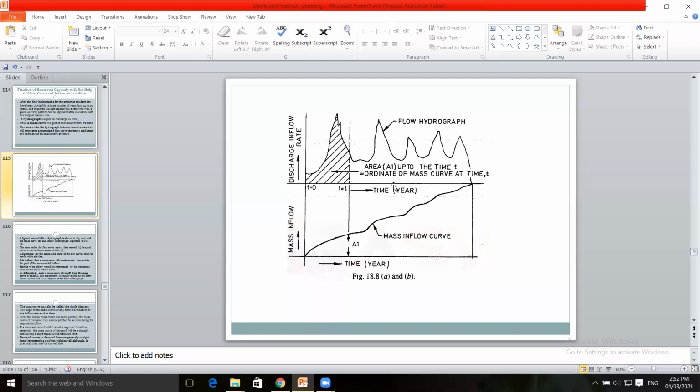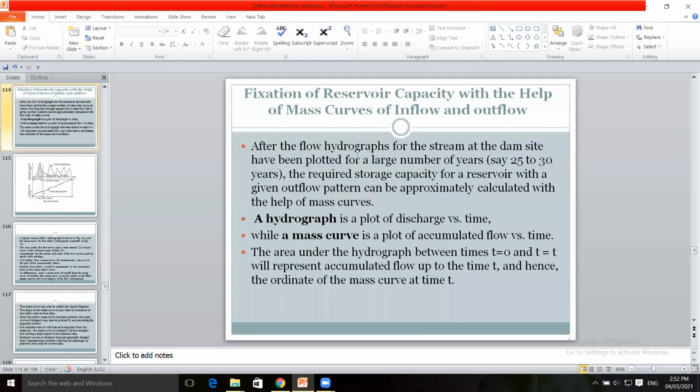Similarly for 20 years, 30 years, for several years, the discharge rate is calculated. That is plotted on this graph. Then we have to plot the graph. After plotting the graph, from that the required storage capacity of the reservoir with a given outflow pattern can be calculated with the help of the mass curve.